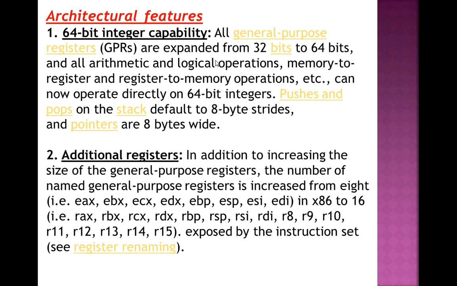The next feature is additional registers. Beyond the IA32 registers, we are able to use additional registers in x86-64. In addition to increasing the size of general purpose registers, the number of named general purpose registers increased from 8 to 16. The registers used in x86, such as EAX, are increased to 16, giving more registers for performing operations.